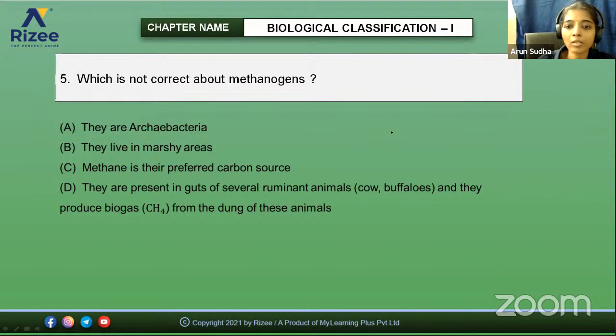Why is it option C? Are you able to follow this? Methanogens, methane is the preferred carbon source. So actually what happens? They form the methane. So that is not the preferred carbon source. So this is the incorrect option. The other options are all correct. They are Archaebacteria. They live in marshy areas. They are present in guts of several ruminant animals, and they produce biogas.